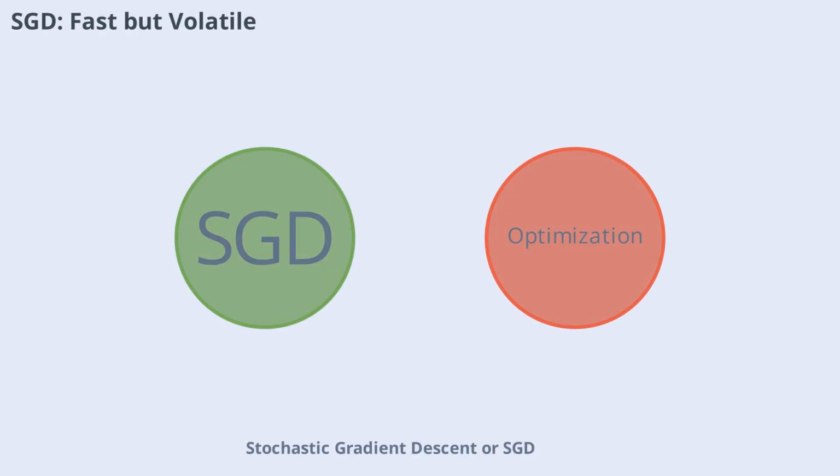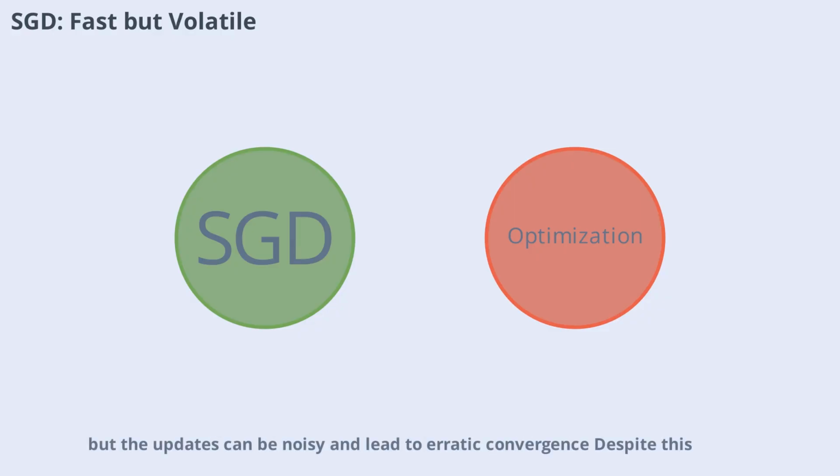Stochastic gradient descent, or SGD, updates model weights using one random data point at a time. This makes it very fast and memory efficient, but the updates can be noisy and lead to erratic convergence. Despite this, SGD is widely used for large-scale machine learning tasks due to its speed.